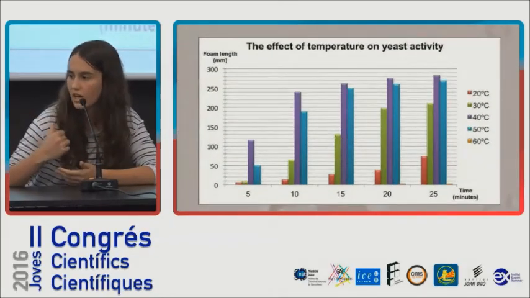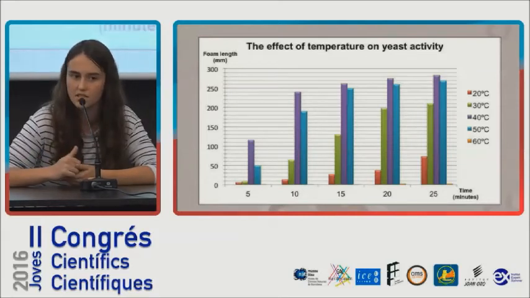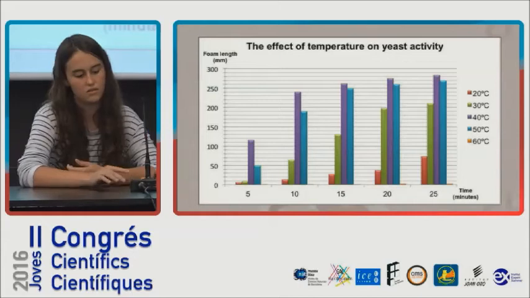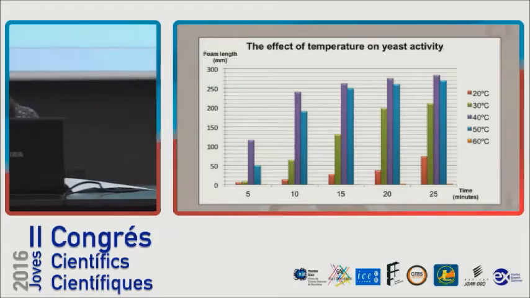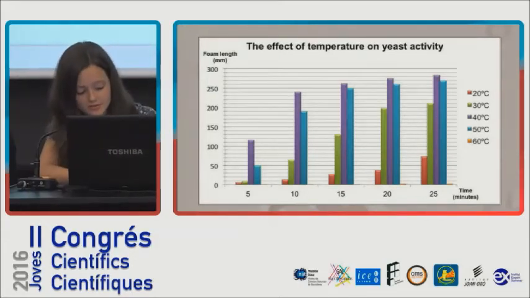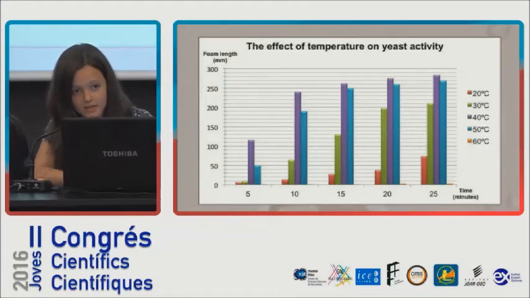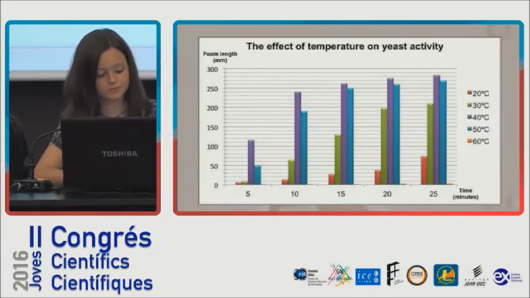So this graph shows how yeast activity changes depending on the temperature. As you can see, the temperature is shown by different colors, and the foam length is measured in millimeters on the vertical axis, and the time is measured in minutes on the horizontal axis.